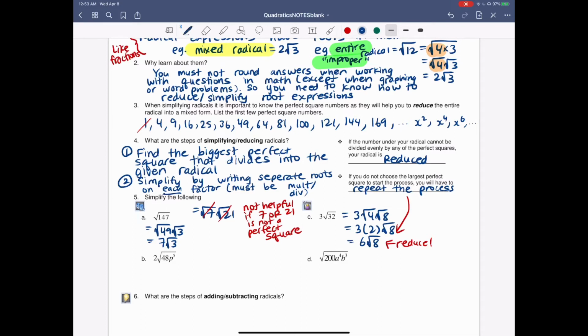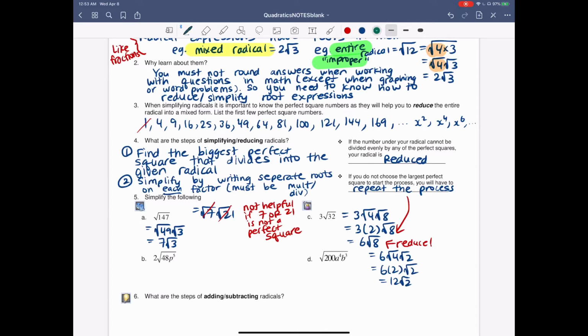Next, well, 8 is divisible by 4 and 2. So 6, break that 8 into 4 and 2. And I have to keep it under the square root. And so square root of 4 is 2. 6 times 2 is 12. So 12 square root 2. That is the mixed radical.